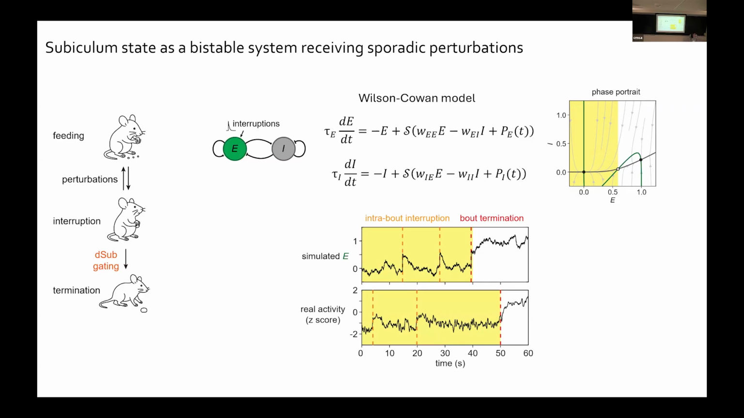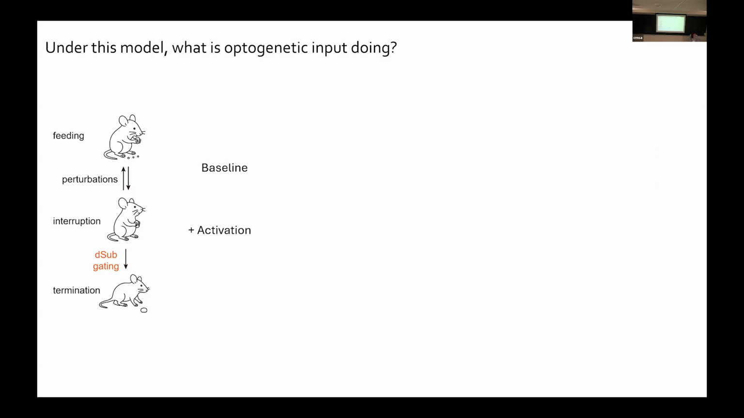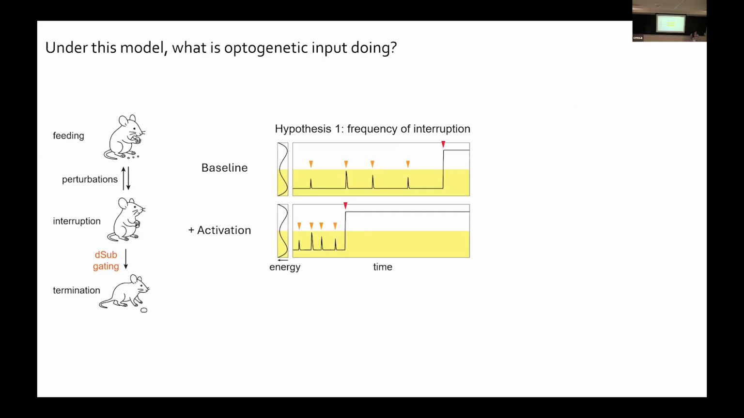So having done that, we can say, okay, under this model, what is the optogenetic perturbation doing? Hypothesis one is that we're changing the frequency of the kicks. If you kick more often, then if it takes an average number of kicks to get past the separatrix, you'll get out of the feeding bout sooner.